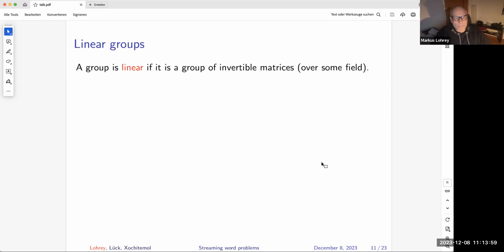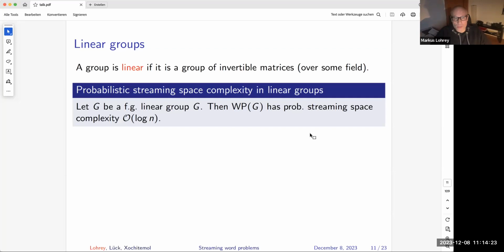Okay, now let's come to some concrete groups. And in the following, I will only be interested in the probabilistic streaming space complexity of groups, because as I said, the deterministic case is basically done. We have this exact correspondence to the growth function. And let's first look at linear groups, finitely generated linear groups.